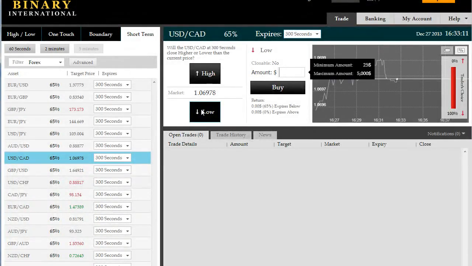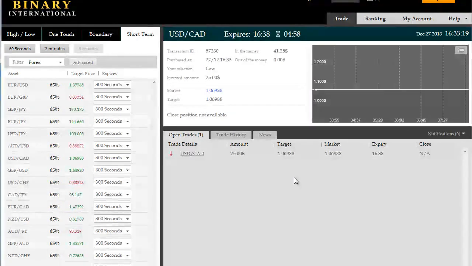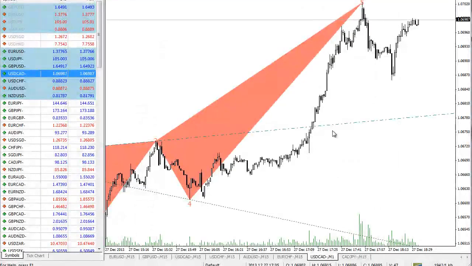We're going to select low here and enter in $25 as our amount to invest for this particular trade, and we're going to wait for the next 5 minutes for this trade to materialize. So what I'm going to do is pause the video for the next 5 minutes.